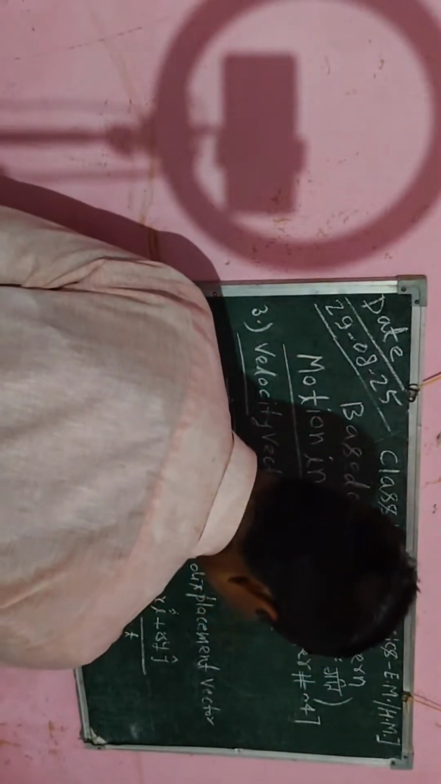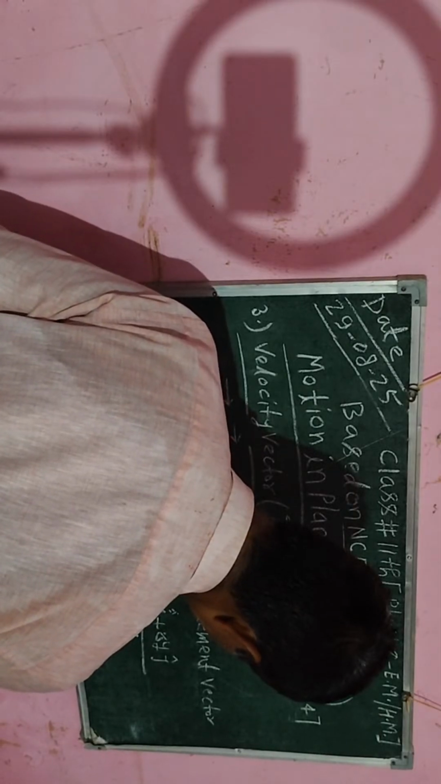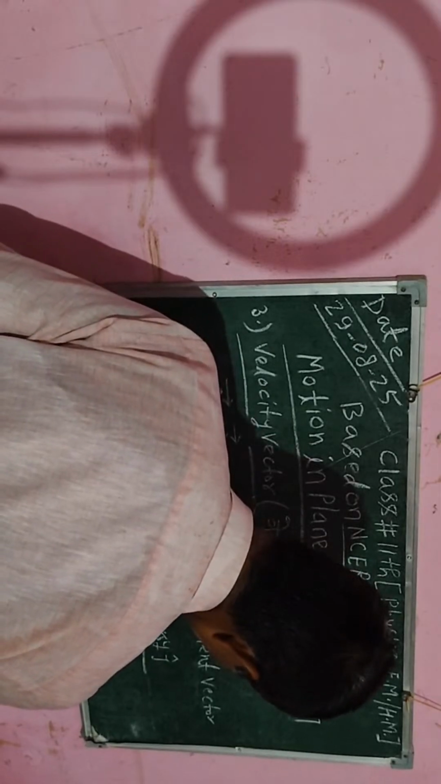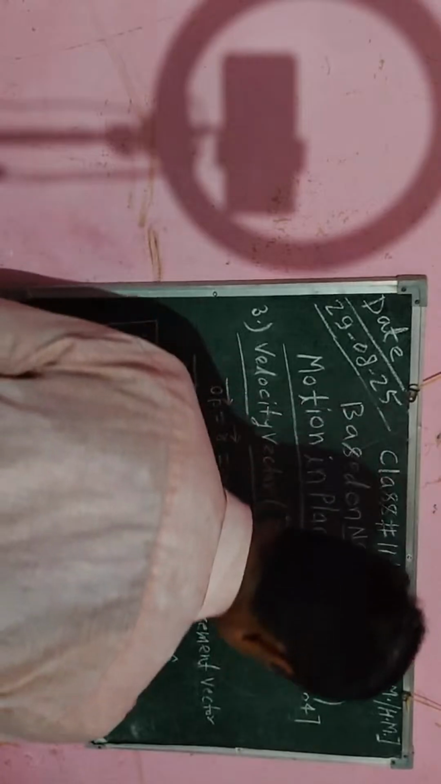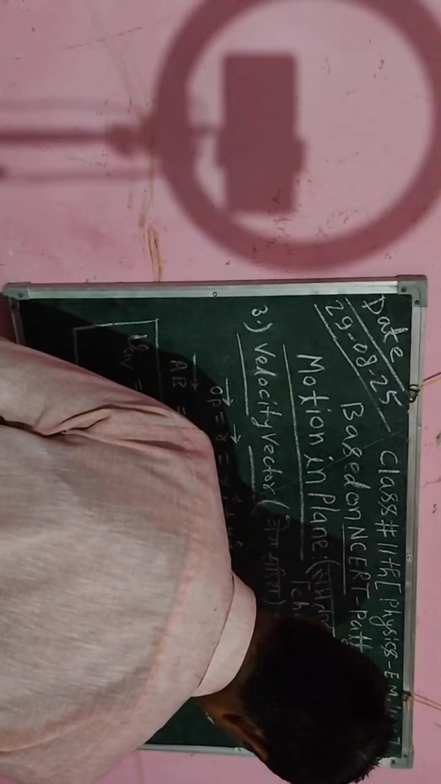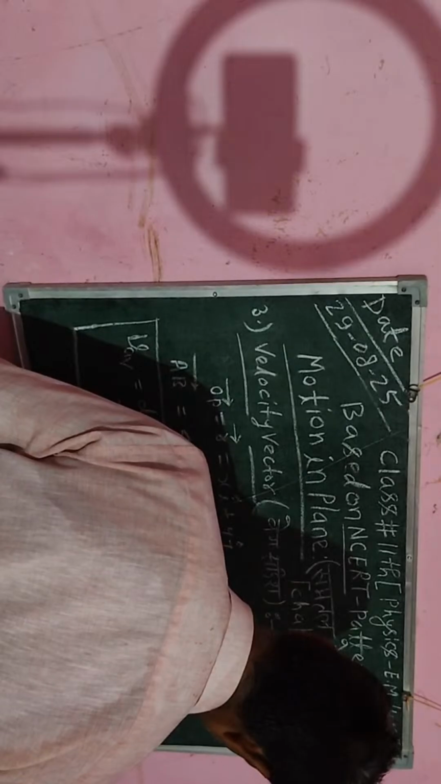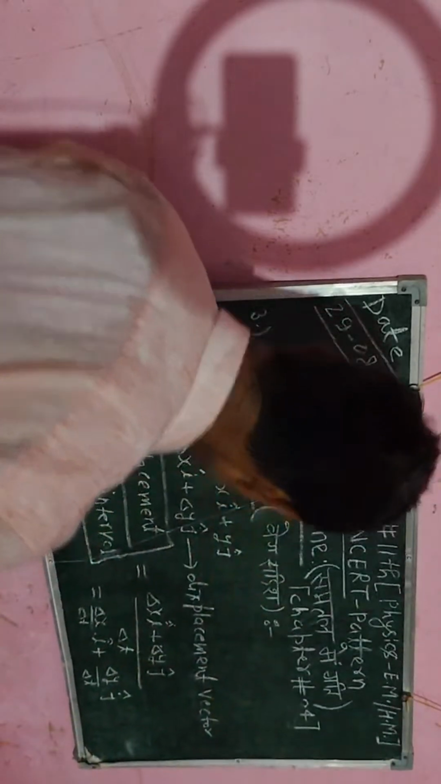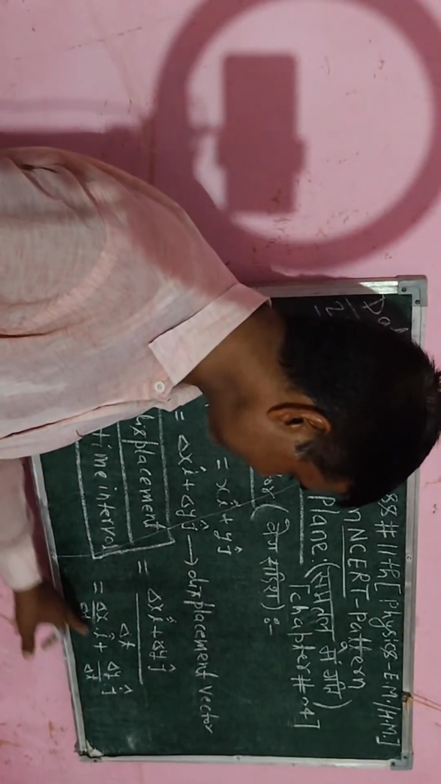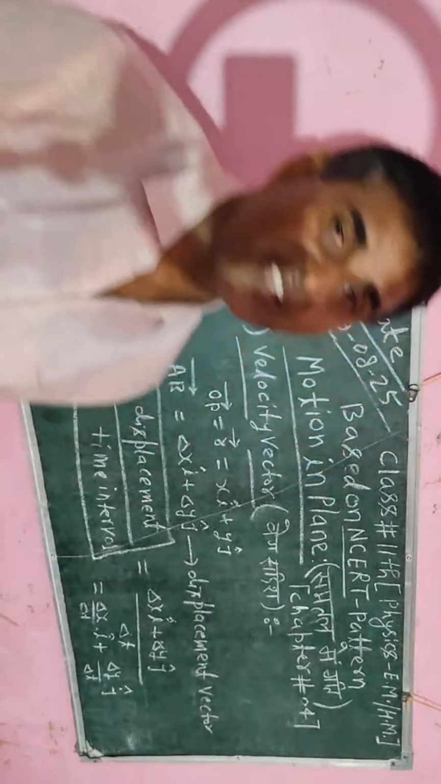I will write delta x divided by delta t, and along this I will write the unit vector i. Similarly, in the second term, delta y divided by delta t, and along this I will write the unit vector j. So the average velocity is equal to delta x divided by delta t times i cap plus delta y divided by delta t times j cap. So this is the average velocity vector.